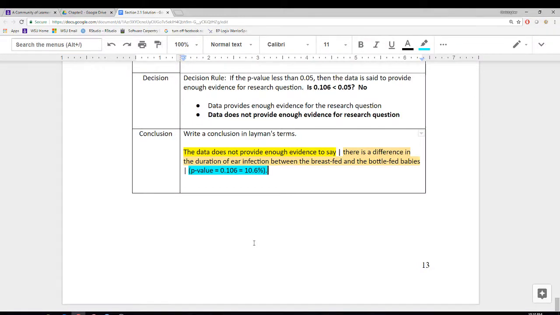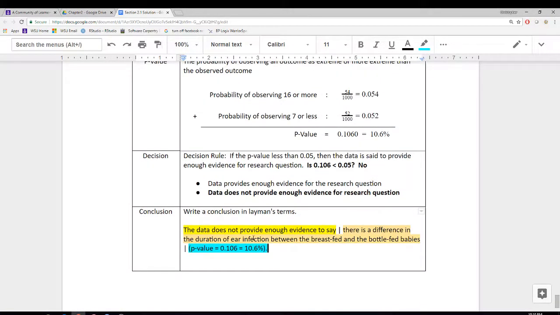Okay, that does it for section 2.1. In the next section, we will look at more examples of computing p-values. Okay, thank you.